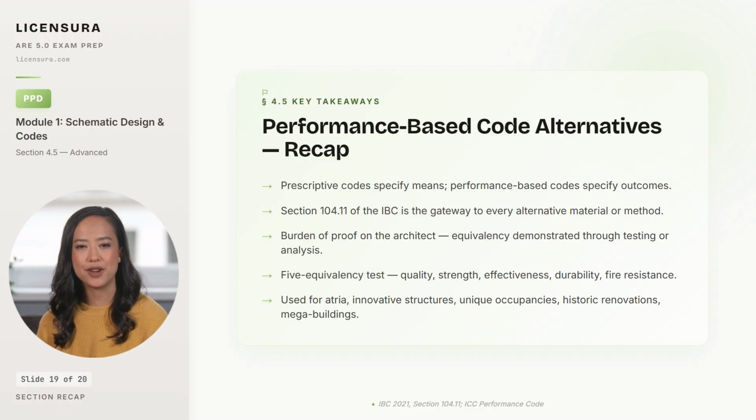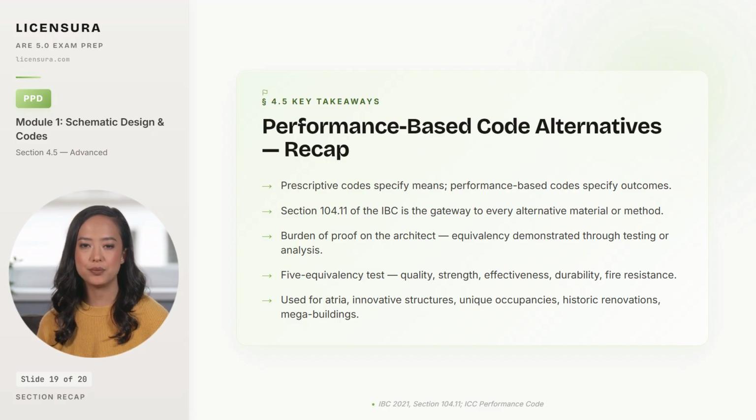First, prescriptive codes specify the means, every dimension, every rating, every threshold, while performance-based codes specify the outcome and let the architect choose the means by demonstrating equivalent safety. Second, Section 104.11 of the IBC is the gateway through which every alternative material, method, or design must pass, with approval by the building official as the operating mechanism.